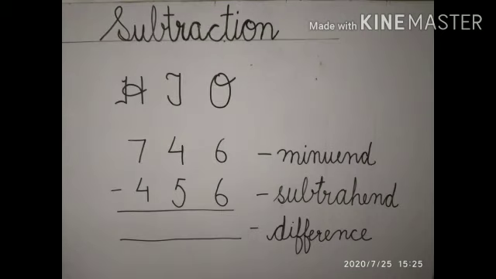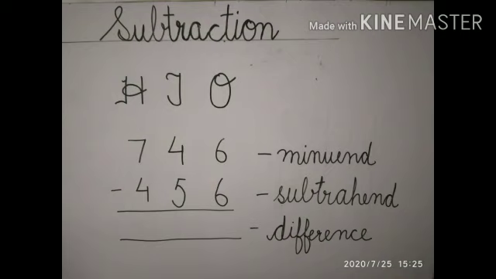Students, you can see that I have placed both the numbers under the place value table, that is hundreds, tens and ones. I have written 746 at the top because it is larger than 456. The larger number, that is 746, is called minuend, and the smaller number, that is 456, is called subtrahend. And the answer we get after subtracting these numbers is called difference.